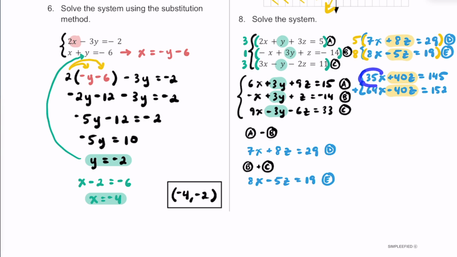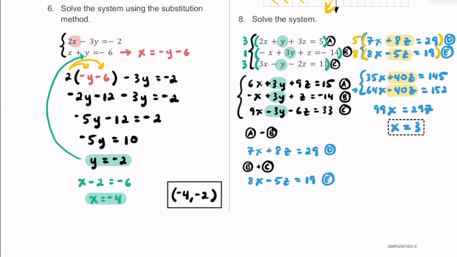So this 35x plus 64x, that's going to be 99x. I'll put 99x here. Add this 40z plus negative 40z, those eliminate. And then we take this 145, and if we add that onto this 152, that's going to be 297. All right. Now, if we take this equation and divide both sides by 99, hopefully you see that x would equal 3 here.